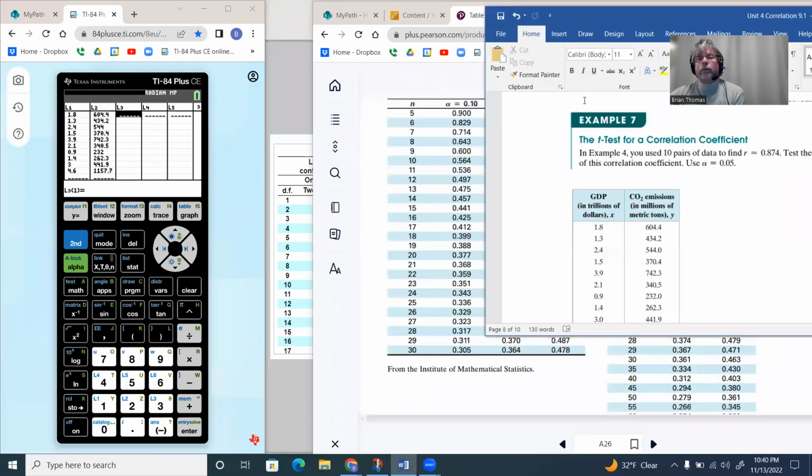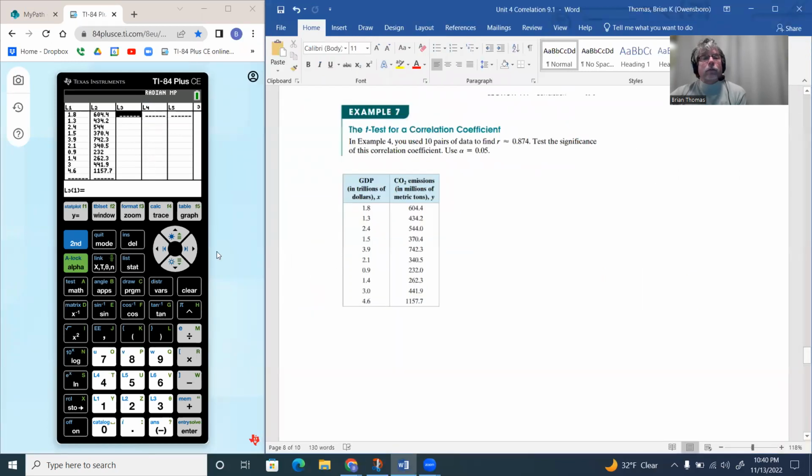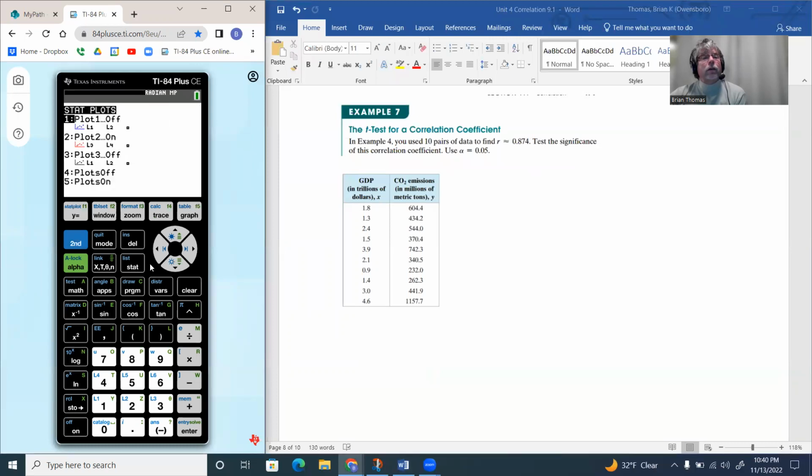But remember, if I go back to my stat plot, and turn plot 1 back on, so if I go to y equals, it's probably quicker. Turn on plot 1, turn off plot 2. If I go back to my zoom number 9, notice that was my data from the GDP question. And it looks like there is a linear relationship there.